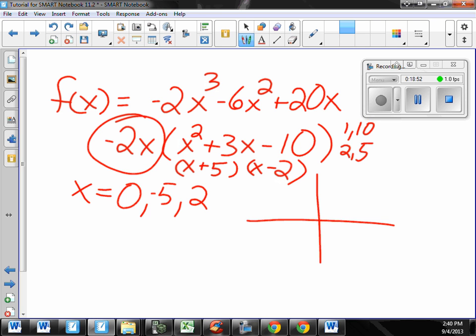So now I can graph it. It hits at -5, it hits at 0, and it hits at +2. Am I going to start high or start low? Start high because it's a -x to the third. That would be my graph.